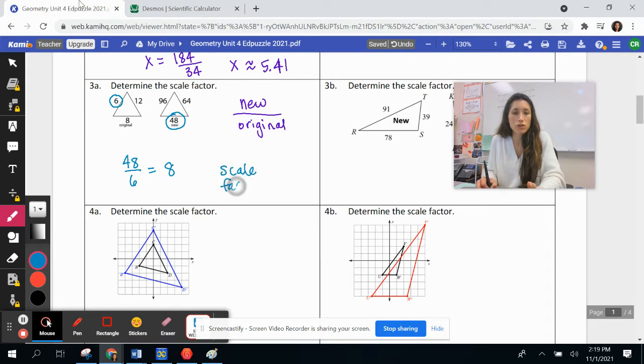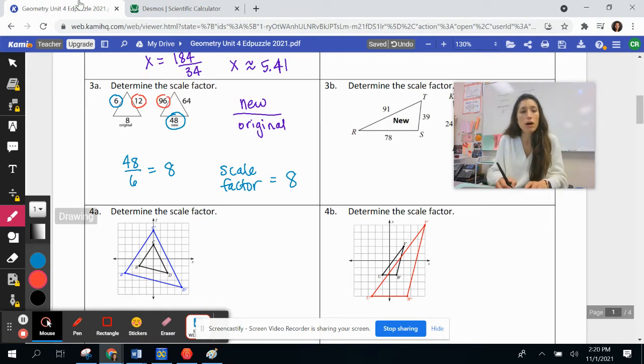And what that means is you're multiplying all of the original sides by 8 to make them the new ones. And you can check just to make sure, like the biggest side, 12 times 8, yep, that's 96. That works out as well. And you can check the last side here, 8 times 8 is 64. So that works out also.